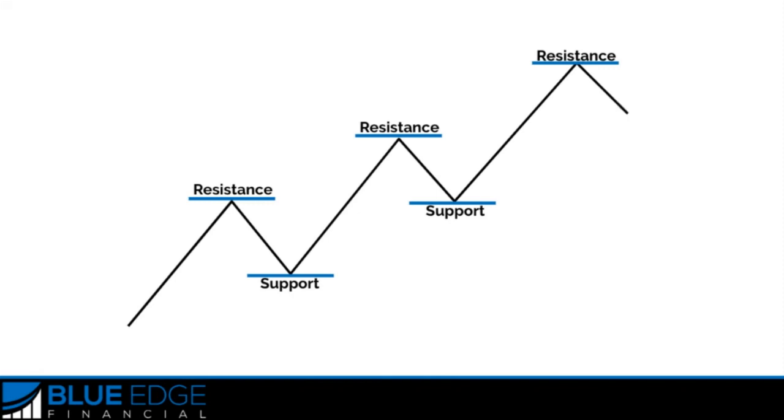Now the reverse is going to be true for a downtrend. If this is coming down and then pulls back up this way, this is going to become support. And up here, once it pulls back again, is going to be called resistance. So it's the same concept whether the market is moving up or the market's moving down.